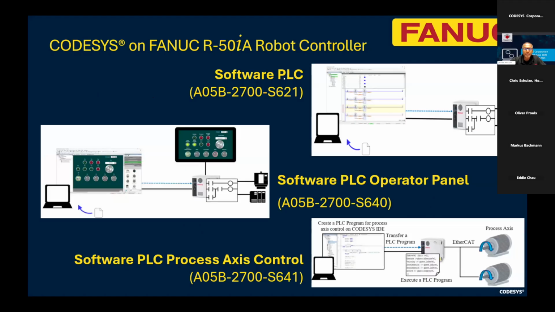The 3 different software options and the respective ordering information are summarized on this slide for future reference. FANUC users will have the ability to select any of these options and each build upon one another. That is, to use Software PLC Operator Panel or Process Access Control, users must have the base Software PLC option. This means that both the Operator Panel and Process Access Control are optional.